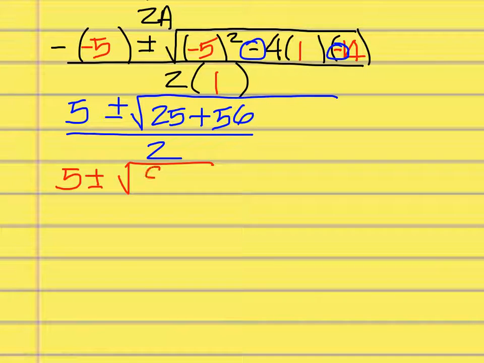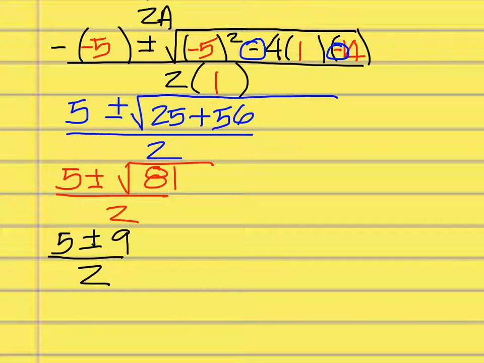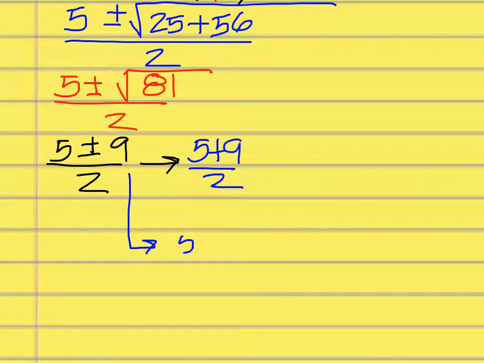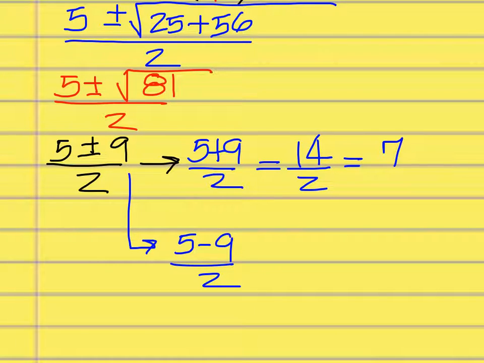25 plus 56 is 81. 81 is a perfect square. Square root is 9. So you have 2 problems to do. You have 5 plus 9, divide by 2, and then you also have 5 minus 9, divide by 2. 14 over 2 is 7. 5 minus 9 is a negative 4. Divide by 2 and get a negative 2.